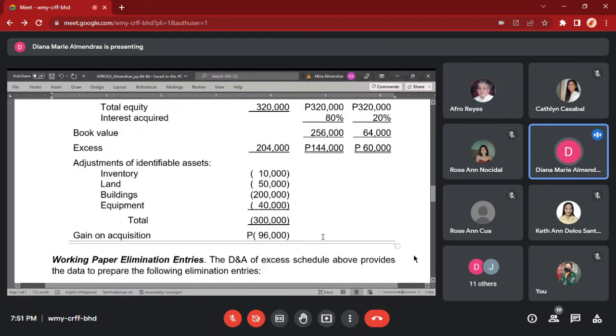Adjustments of identifiable assets. Inventory, negative 10,000. Nakuha din ito dun sa illustration 14-8, pero nakita naman natin kanina, dinescuss na ito ni Kia. Land, negative 50,000. Buildings, negative 200,000. Equipment, negative 40,000, with a total of negative 300,000. Add din ito, itong excess at saka ito, 204,000 plus negative 300,000 equals gain on acquisition of negative 96,000.